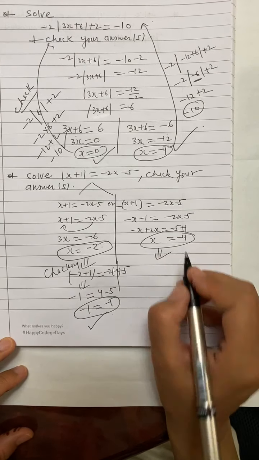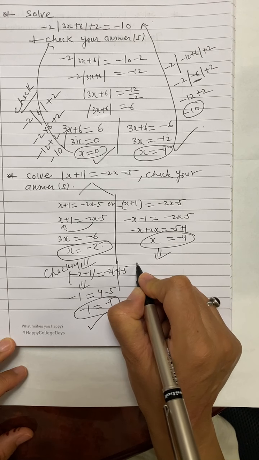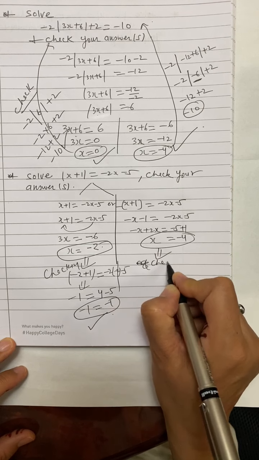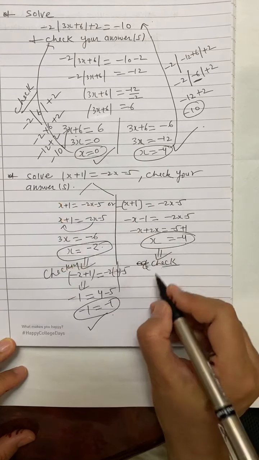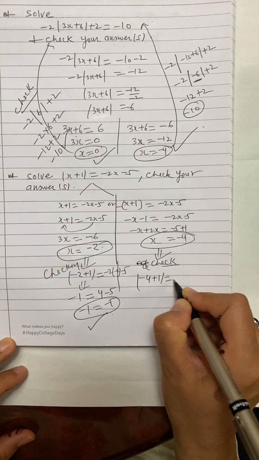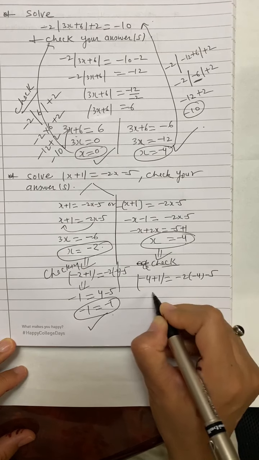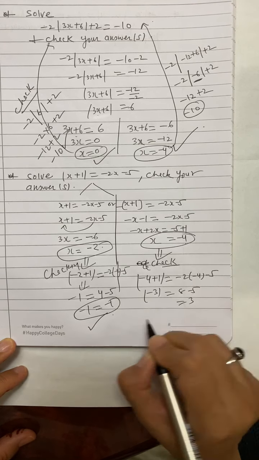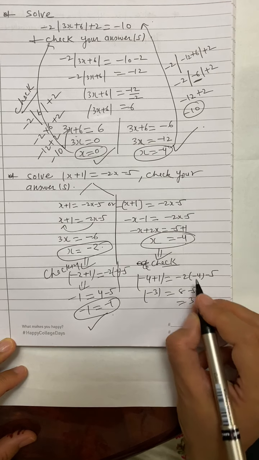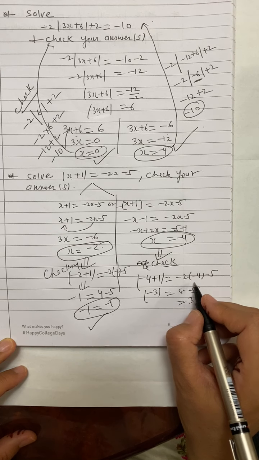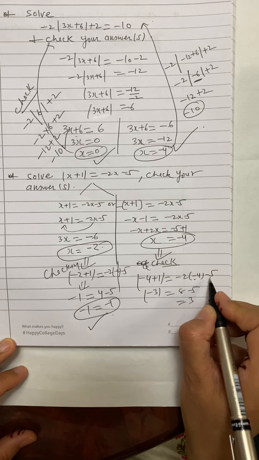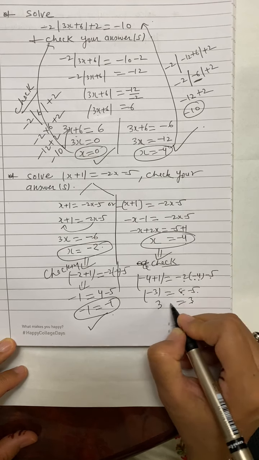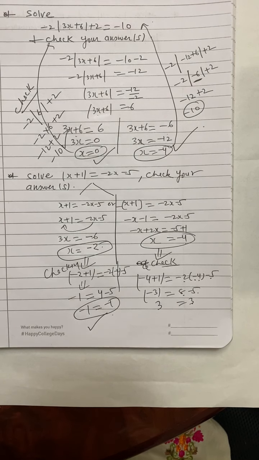Now let's look at x is equal to negative 4. I'm going to substitute this in the given equation: negative 4 plus 1, and negative 2 times negative 4, minus 5. So this is negative 3, and this is 8 minus 5, so this is 3. Sorry, this is negative 2 times negative 4, which is 8, minus 5 is 3, and the left side is also equal to 3.